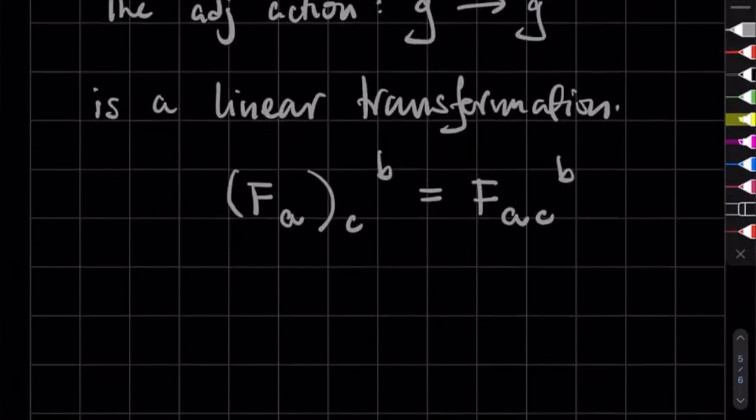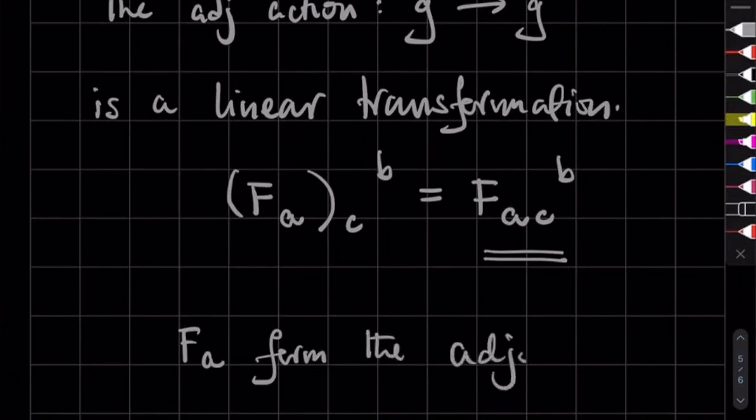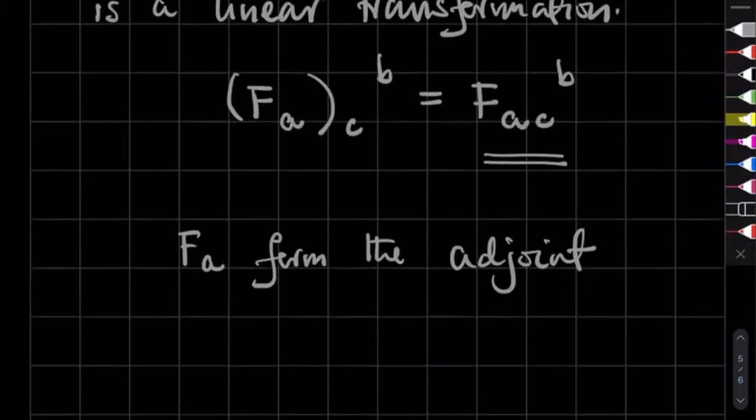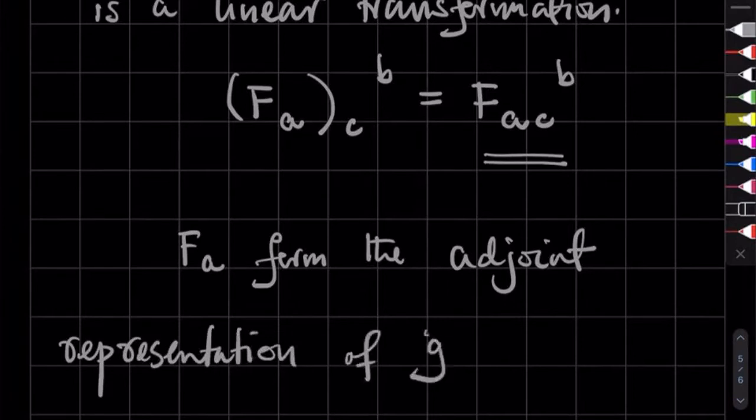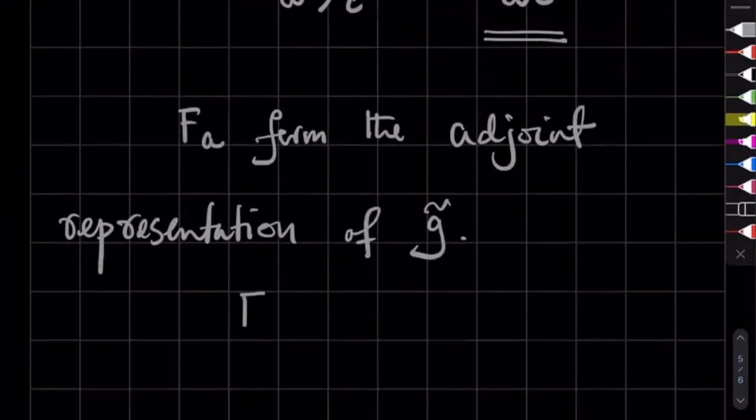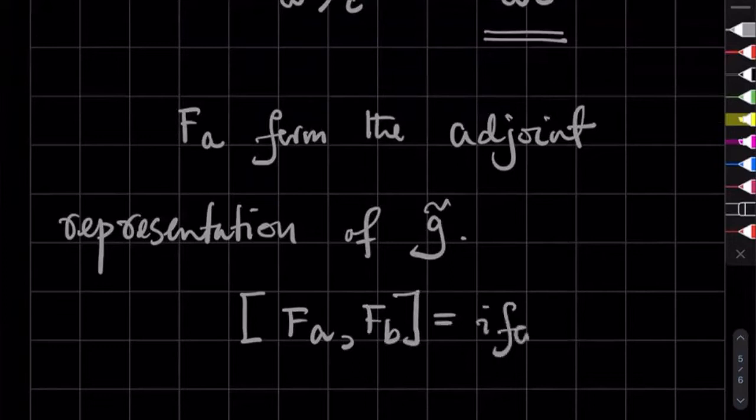So these matrices FA essentially form the adjoint representation of the Lie algebra G tilde. And they satisfy the Lie algebra, of course, otherwise they would not be a representation.